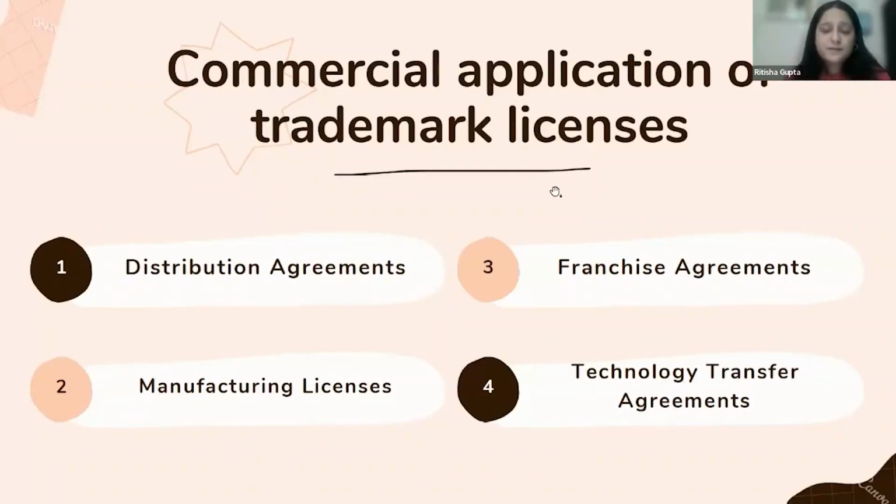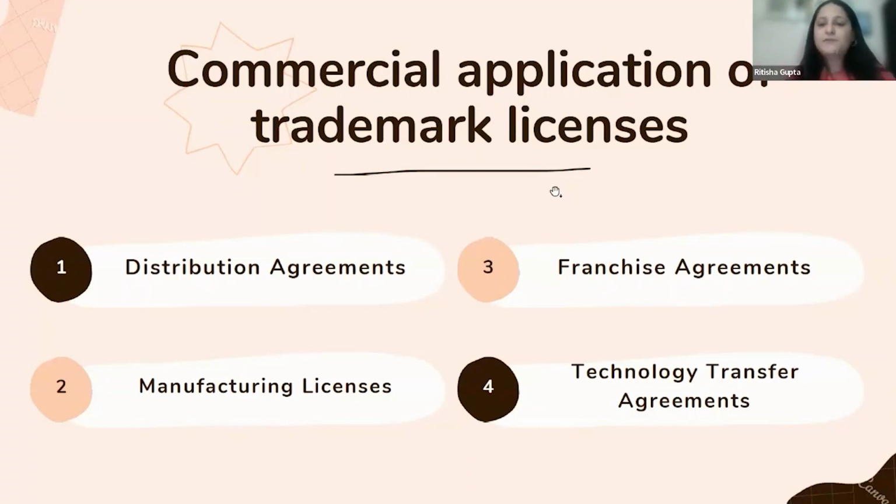A trademark license is given to the licensee to manufacture goods using the trademark. Say for example, give me a very popular stationery brand. Let's say a very popular stationery brand. Natraj, right? Absolutely. Apsara, Natraj, correct.